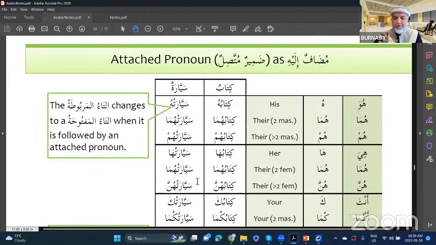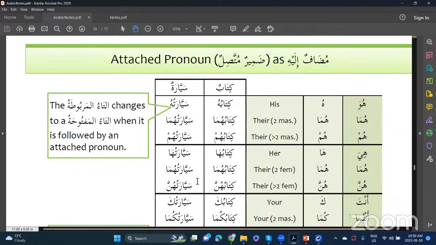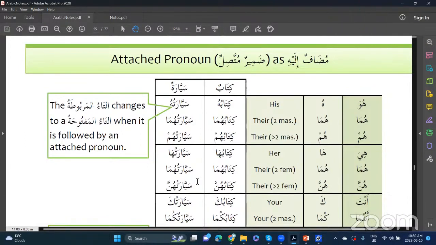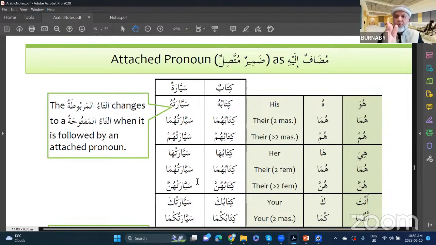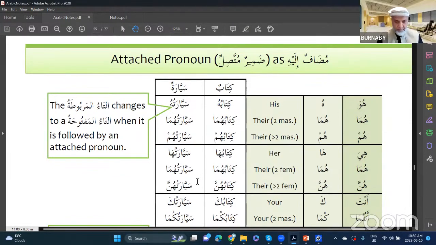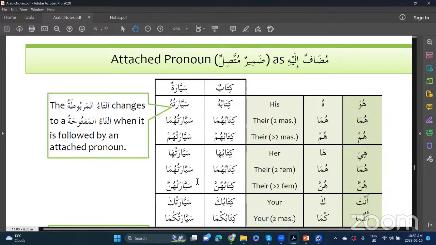Now if I say Rasuluka, what does that mean? Your Rasul. If in the Quran, Allah subhanahu wa ta'ala is saying Rasuluka, that means he's saying your Rasul. If he says Rasuluki, is he talking to male or female? Female. If I say Rasulukum, all of them, Rasul of all of you.